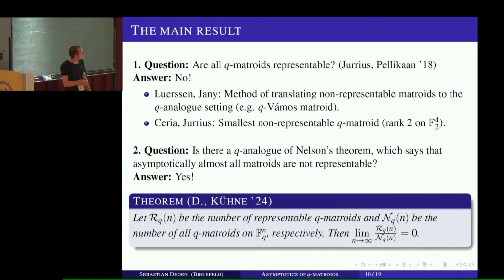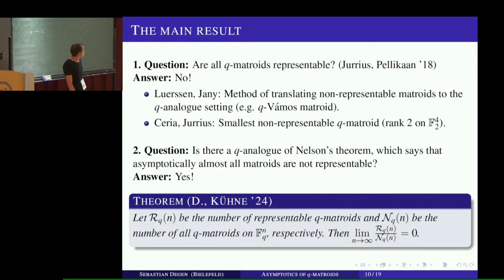And let me note here that if you compare the smallest dimension to the smallest cardinality of a non-representable matroid, you see that the smallest dimension is smaller than the smallest cardinality of a non-representable matroid, which is 8, I would say.